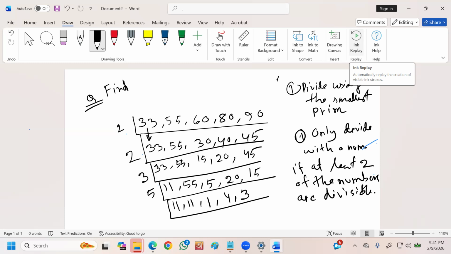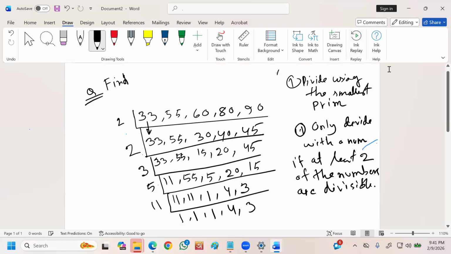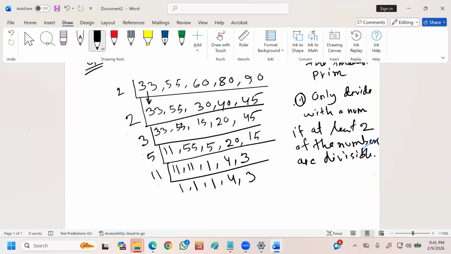Here we cannot divide with 1, 2, 3, 4, 5, 6, 7 until 11. So we have to use 11 here. If I divide here with 11, then we get 1. Here also 1. It was previously 1, 4, and 3 here. Now look at the numbers here. All of the numbers become prime. We don't have to consider ones here.